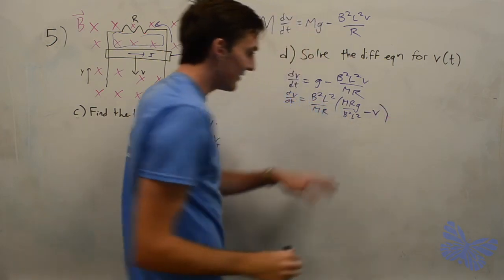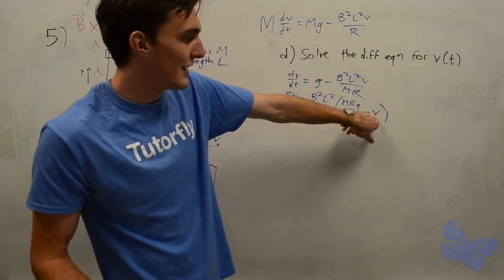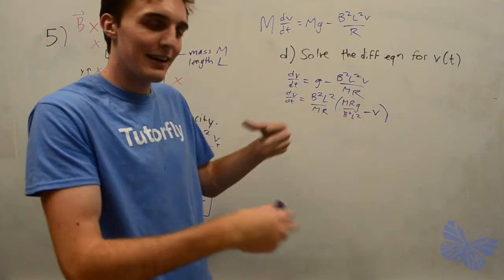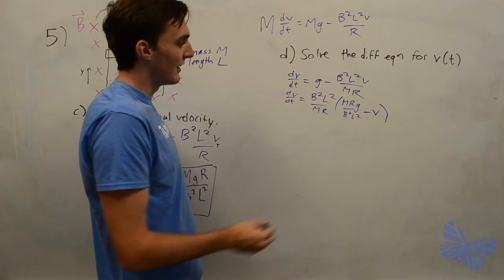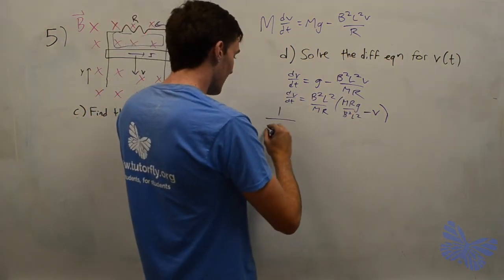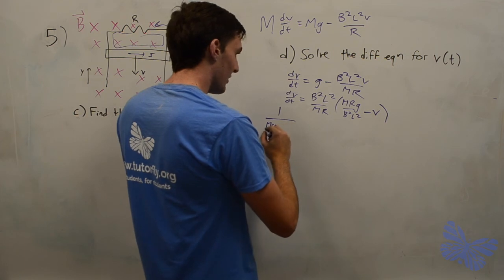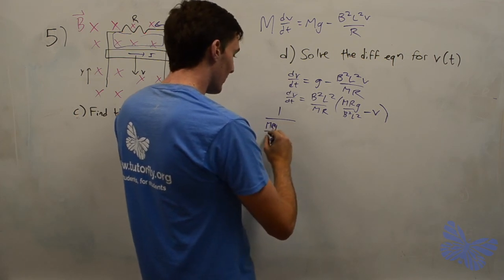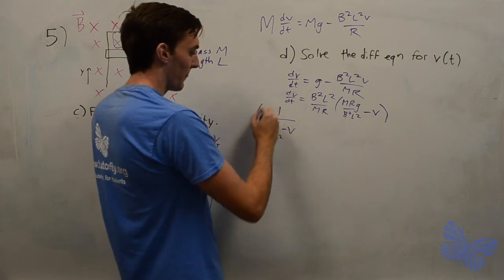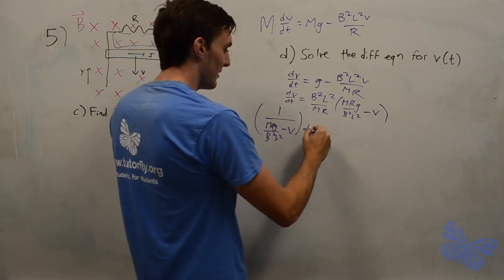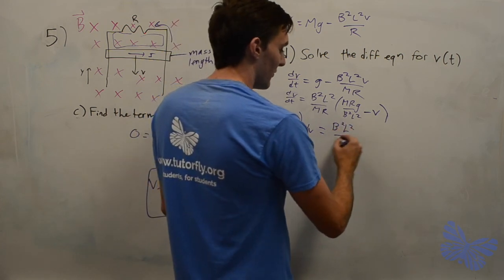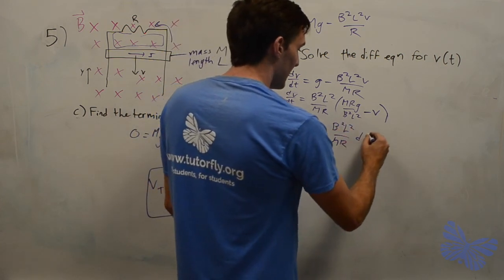And so we take this part, since it has the v in it, and move it to this side, and then move the dt to this side, and then we can integrate each side to reach the solution. So we get 1 over mrg over b squared L squared minus v times dv equals b squared L squared over mr dt.